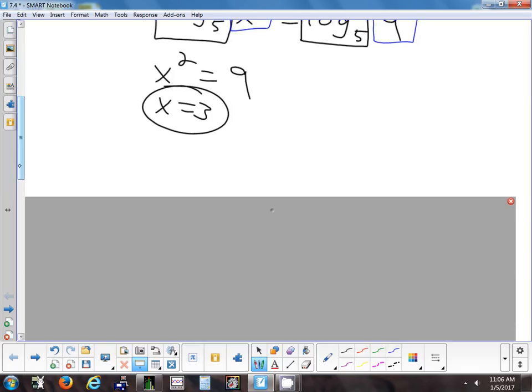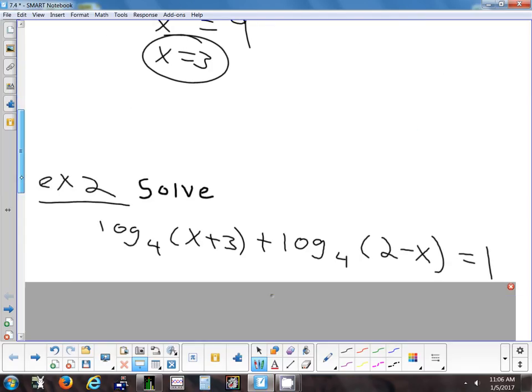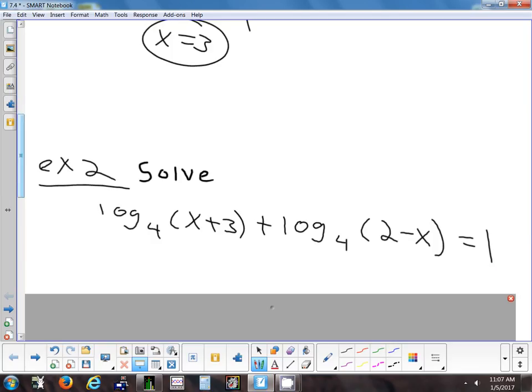All right. Let's try this one. So we have log base 4 of x plus 3 plus log base 4 of 2 minus x equals 1. Okay, any thoughts on this one? Think of the different things we've learned and if any of them apply here.